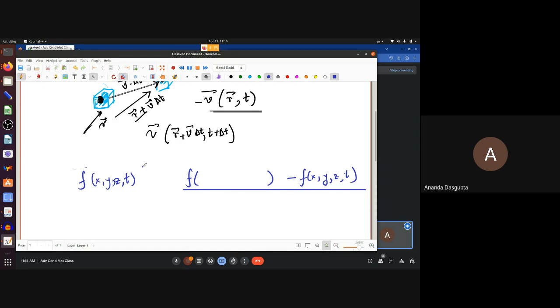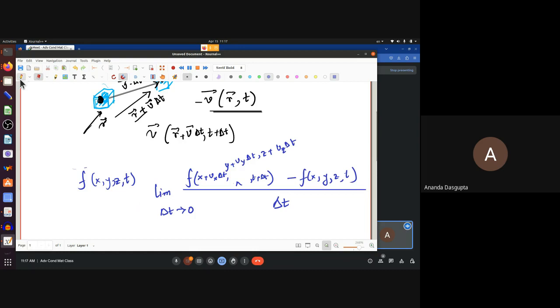I'm going to write the symbol on this side later, but what you should do is f at x plus vx delta t, y plus vy delta t, z plus vz delta t, and time t plus delta t. And divide this whole thing by delta t, the time interval, and take the limit as delta t goes to 0. Okay.